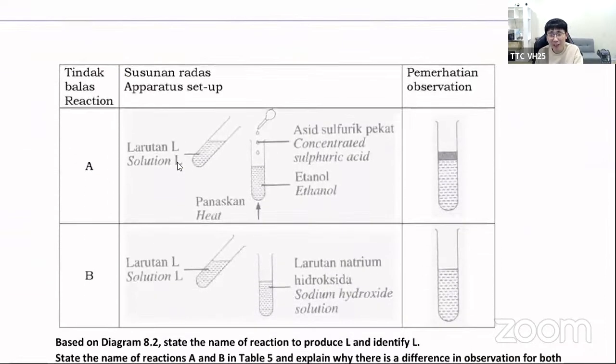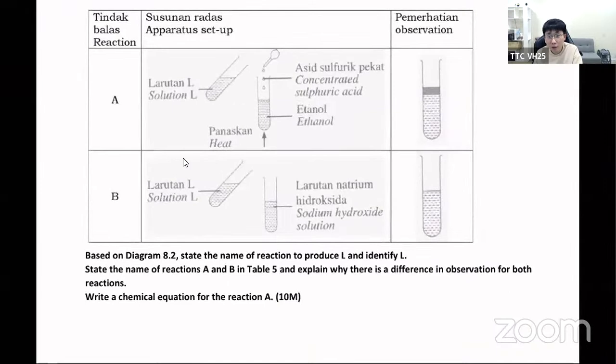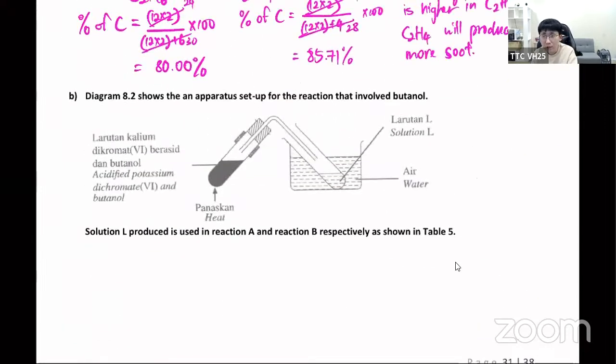Okay, so guys, from the next one, there's actually a result given here. So we have solution L, one with heat, one with no heat, and then concentrated sulfuric acid, and then sodium hydroxide. Okay, now, based on diagram 8.2, state the name of the reaction to produce L and identify L. So what is L? They say L produced is used in A and B.